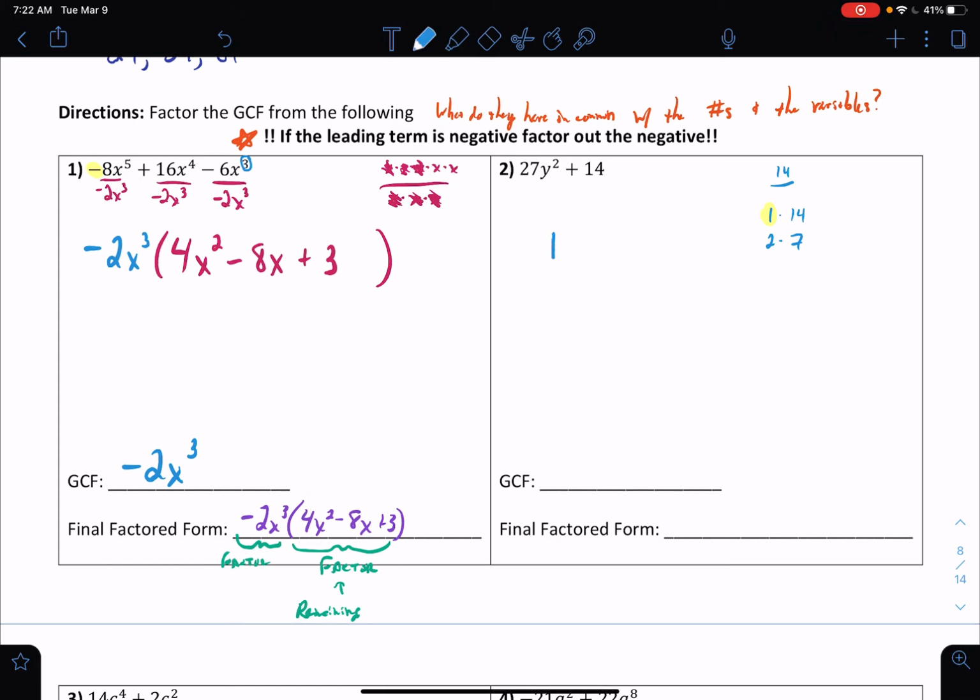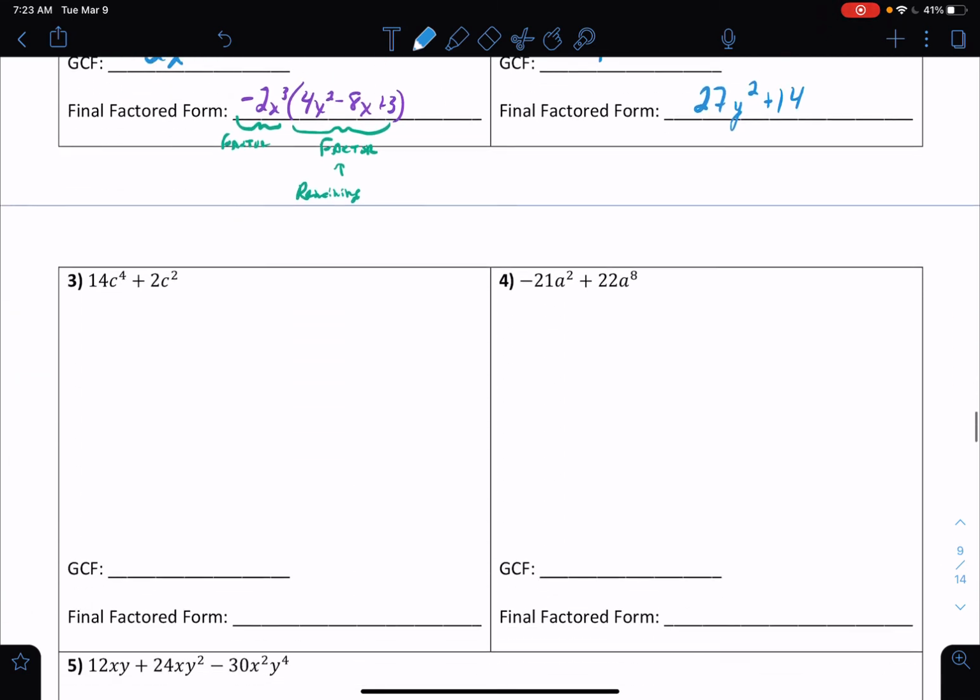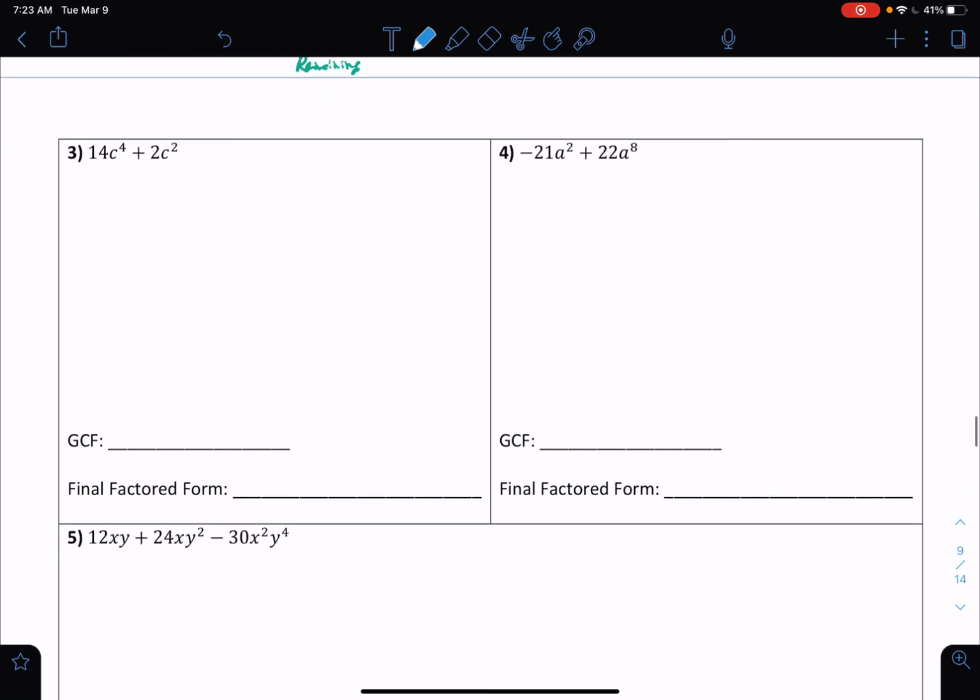And now we look at the y's. We've got y squared and 14. 14 doesn't have any y's to give. So the only factor is 1. So the greatest common factor is 1. So the final factored form is 27y squared plus 14. This one doesn't change at all because there's nothing that I can divide out of both the numbers and the variables. All right, moving on to number 3, 14c to the 4th plus 2c squared.